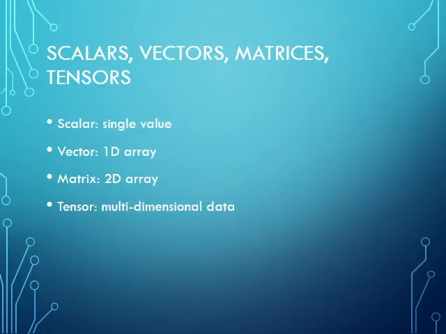Scalars, vectors, matrices, and tensors. Let's start with the building blocks. A scalar is just one number. A vector is a one-dimensional list of numbers. A matrix is a two-dimensional grid of numbers. A tensor is a multi-dimensional version of a matrix, like 3D or 4D. In deep learning, a grayscale image is a 2D matrix, a color image is a 3D tensor, and a batch of images is a 4D tensor.